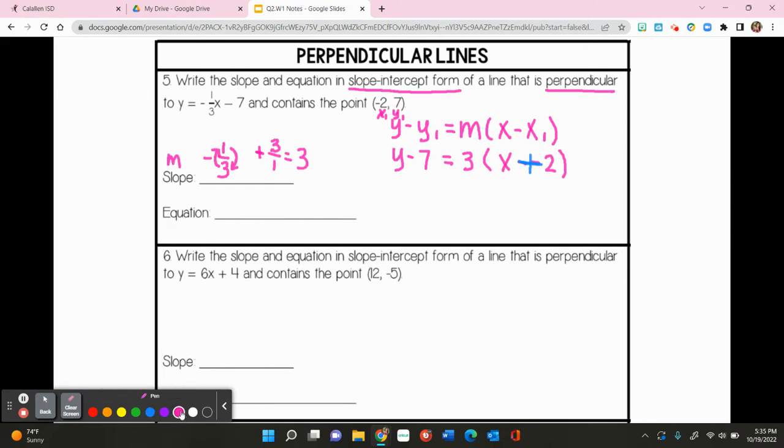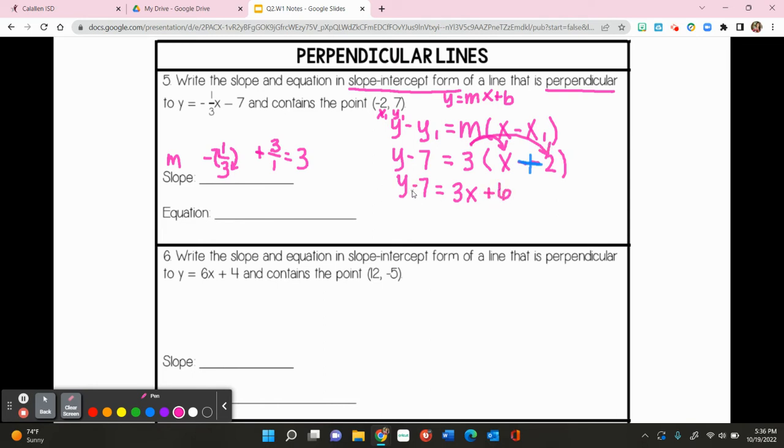So again, we want this to be in slope-intercept form. I want it to be in the form y equals mx plus b. So now I have to solve for y. When I'm solving for y, the first thing I do is get rid of the parentheses. So I'm going to bring down y minus 7 equals 3 times x is 3x, and 3 times 2 is 6.